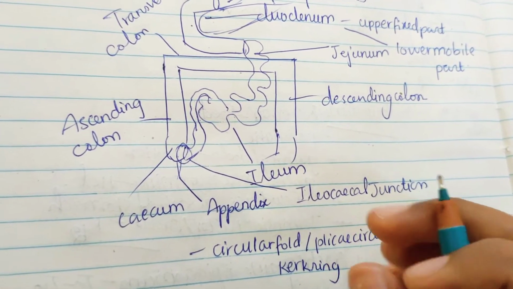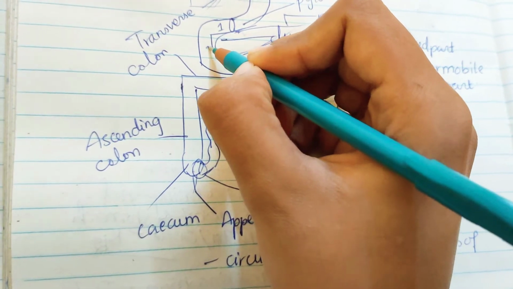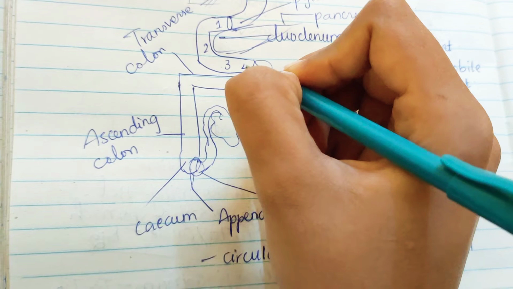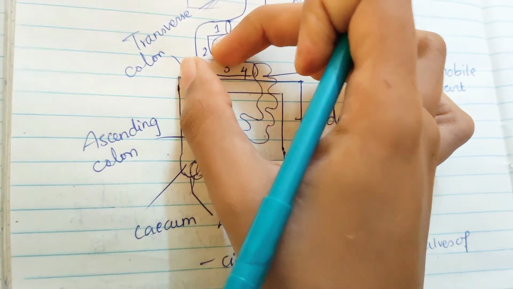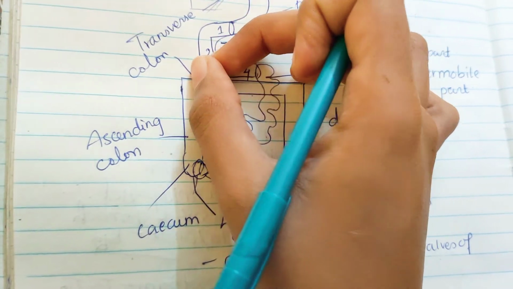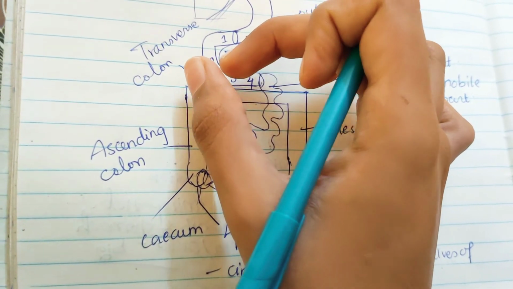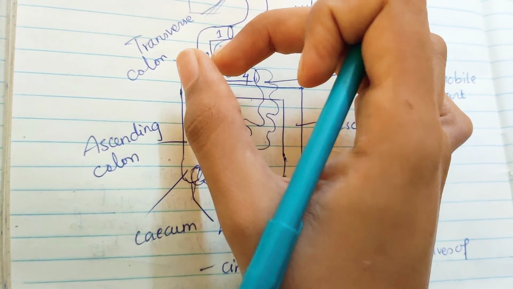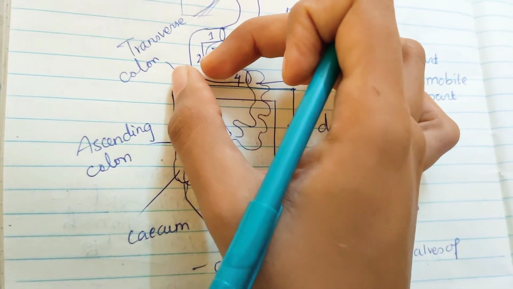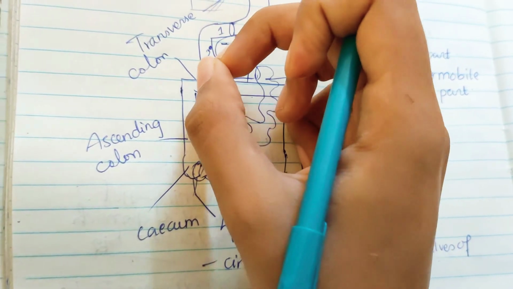They begin in the second part of the duodenum. The duodenum is divided into first part, second part, third part and fourth part. These circular folds begin in the second part of the duodenum and they are permanent folds. They become large and closely set below the level of the major duodenal papilla. Actually here you will have the major duodenal papilla somewhere, and below that they are present.